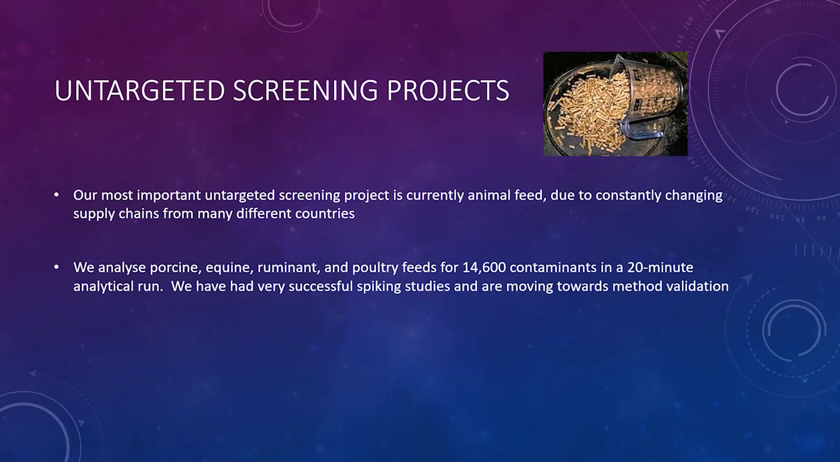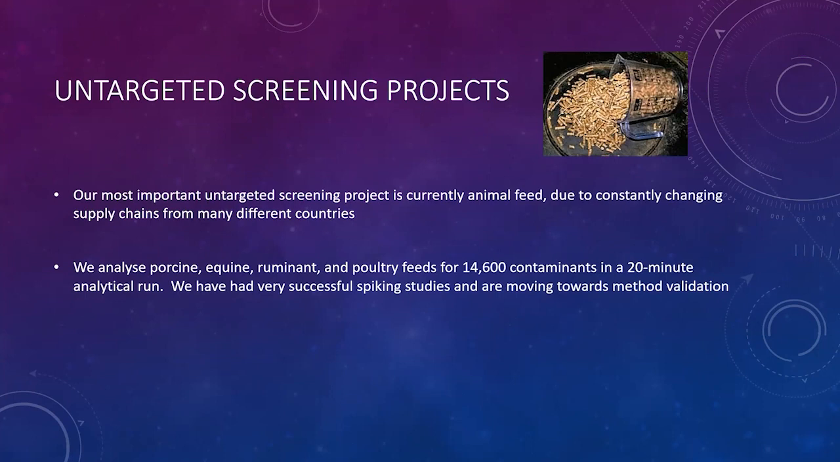Right now we're running porcine, equine, ruminant, and poultry feeds for 14,600 compounds in a 20-minute run. A year ago, it took me 45 minutes to analyze this 20-minute run, and now we can do it in 2 minutes with new software from Agilent. We've had very successful spiking studies and are moving towards method validation.